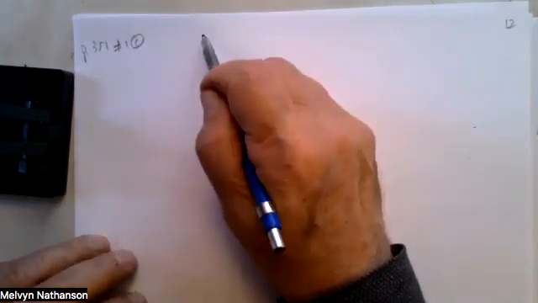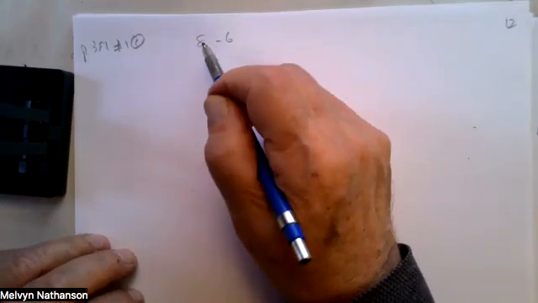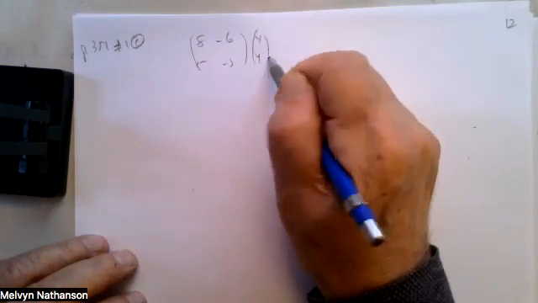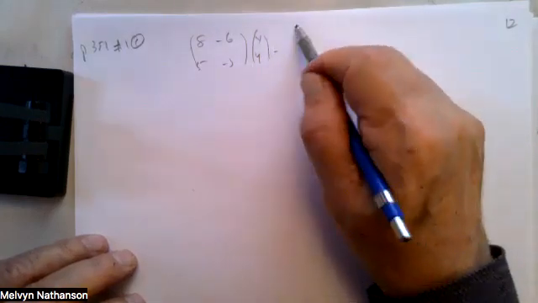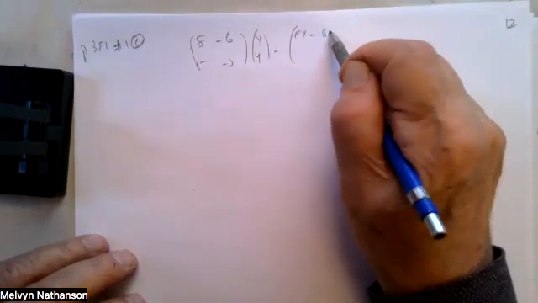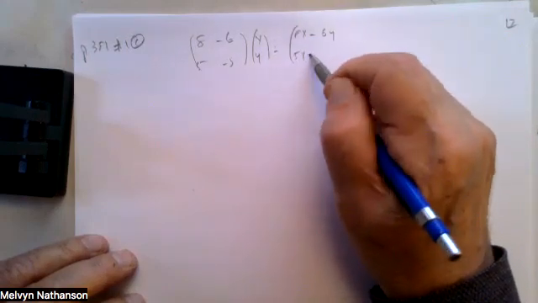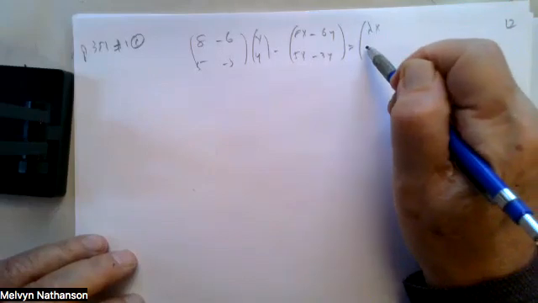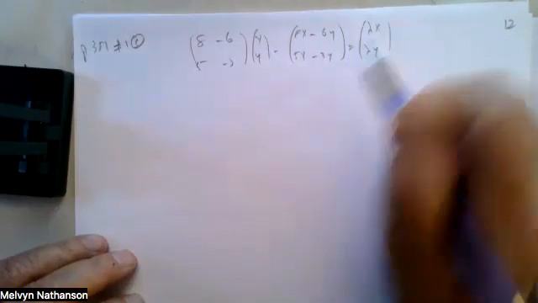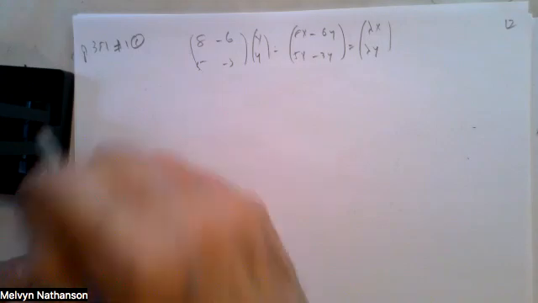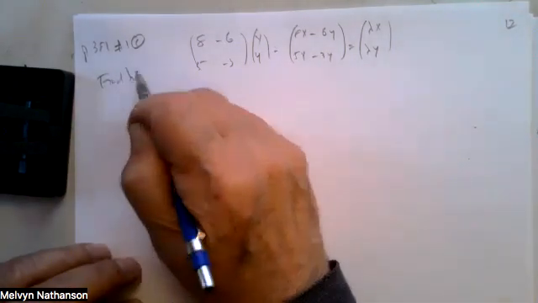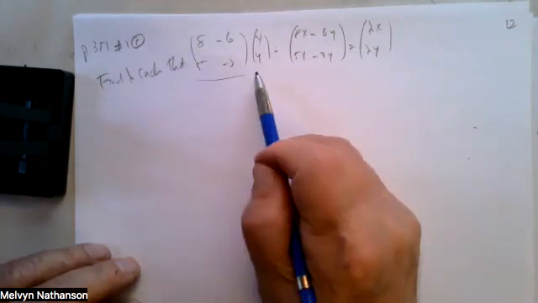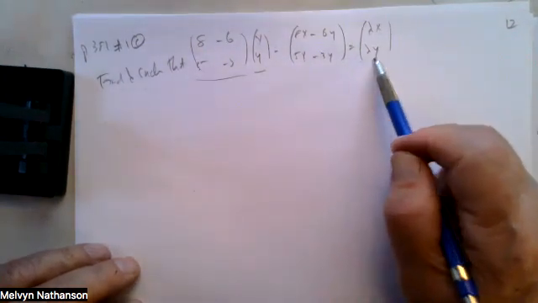We have the matrix 8, -6, 5, -3. This times the vector (x, y) is (8x - 6y, 5x - 3y). And we want to know when this is equal to (λx, λy) for some λ. All right, so we want to find λ such that the matrix times the vector is a scalar times the vector.